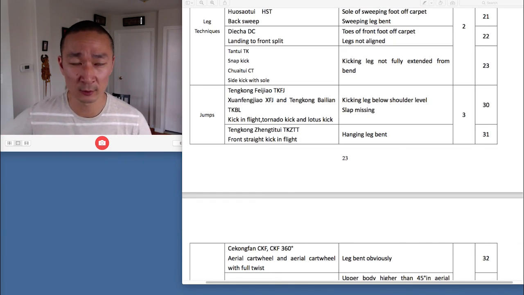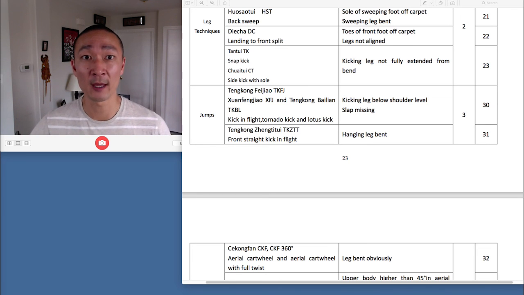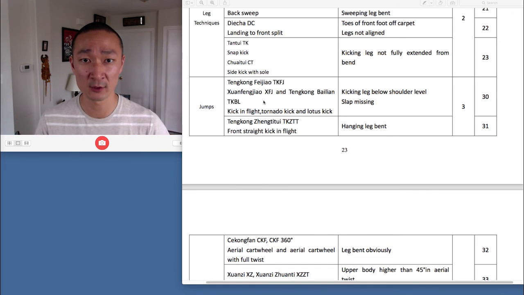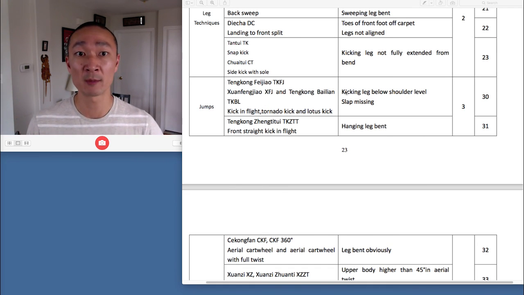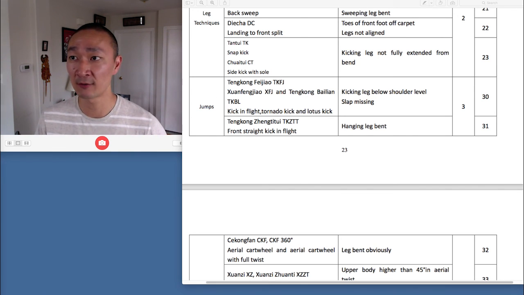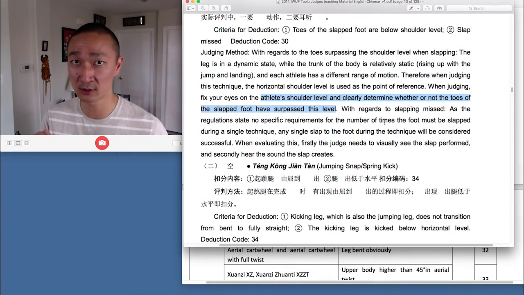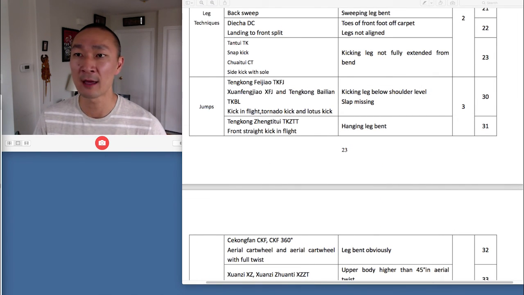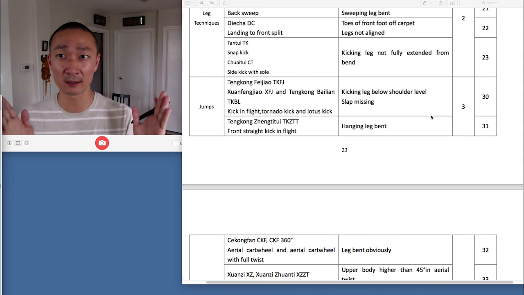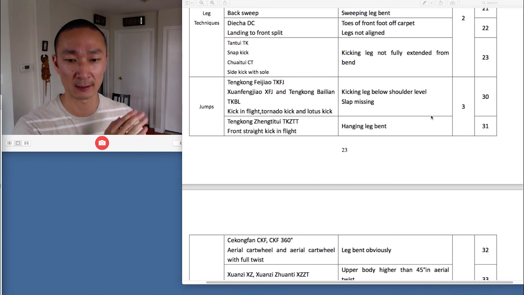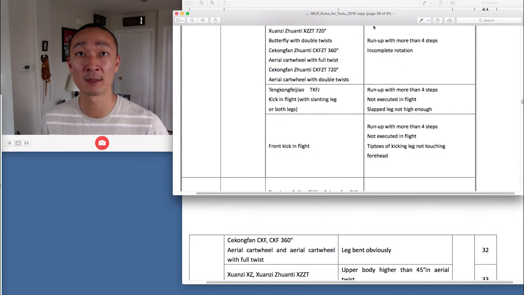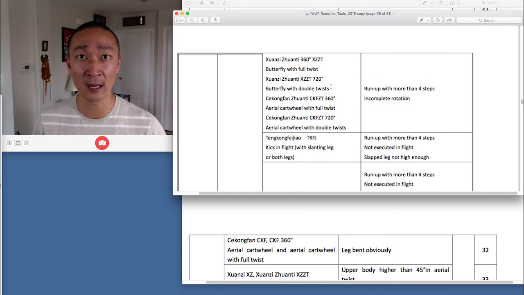Okay, so just to review, we're talking about the code 30, and for the A judges, there are two requirements for that. This is for the tengkong feijiao, the xuan fengjiao, and the tengkong bailian. The requirement is that the kicking leg must be at least at shoulder level. The explanation from the judge's book is that the toes of the kicking leg be above the shoulder level, right? And that the hand comes in contact with the foot, that it slaps the foot of the kicking leg. We also talked about the requirements for difficulty movements, and this is from the C judges, which is different than what the A judges are looking at.